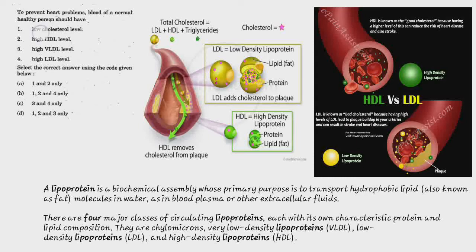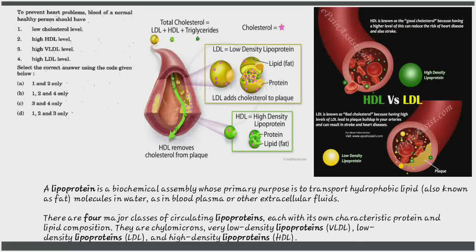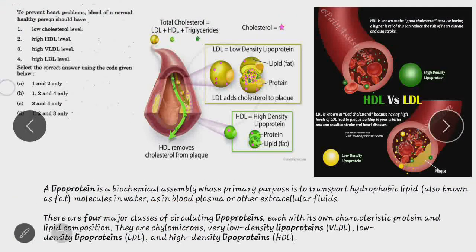So what will be our answer here? We know that a low cholesterol level should be there so that the plaque does not get accumulated, and also there should be high HDL because it removes the plaque from the blood vessel. So here the correct option will be 1 and 2.